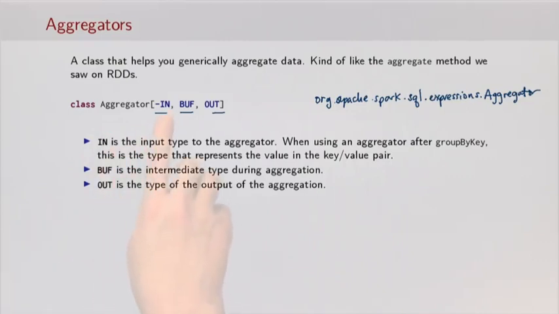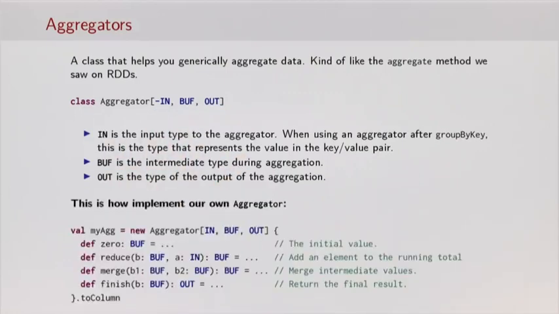And in this case, the in type is actually the input type to the aggregator. So this would be the type that we got out of the group by key function that we saw earlier. Buff is the intermediate type during aggregation, so if we have to change the type to something else in the middle of this computation, we have this buff type that we can change it to. And finally, out is the type that comes out of the aggregation if we want to change the type. And all of these types can be different. And this is what an aggregator looks like.